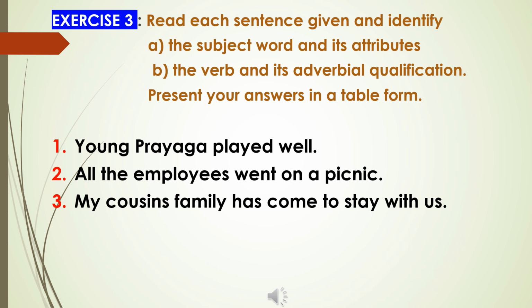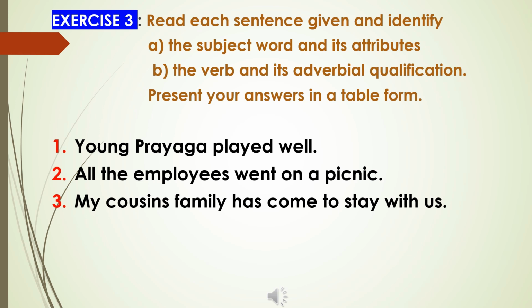We can divide this sentence firstly as subject and predicate. The subject of this sentence is young Prayaga and played well is the predicate. Now from the subject you find out which is the most important word. This sentence is telling us about Prayaga and the word young qualifies the subject Prayaga. So here Prayaga is a subject word and young is the attribute. Now take the predicate. Played well.